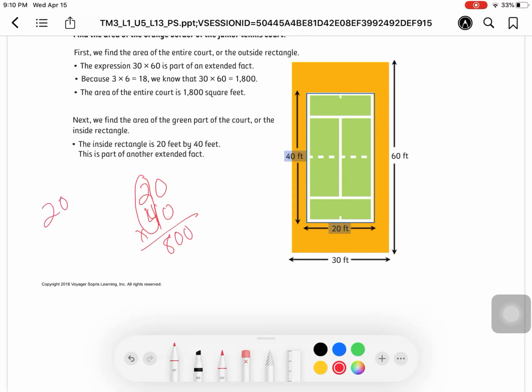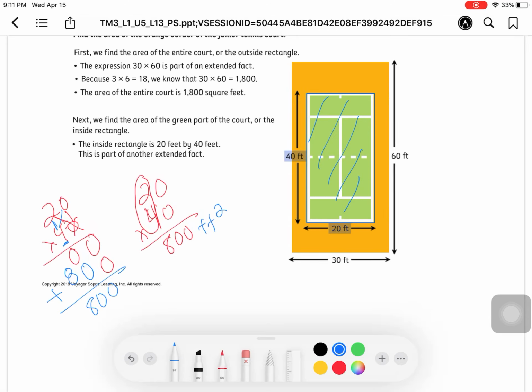Again, I could do 20 times 40, and do the math. I would do 0 times 0 is 0. 0 times 2 is 0. Done with this one. I'm going to put down my placeholder and then start with the 4. 4 times 0 is 0, and then 4 times 2 is 8. Add those together, and again, we still get 800. So this inside of the court is 800 feet squared.